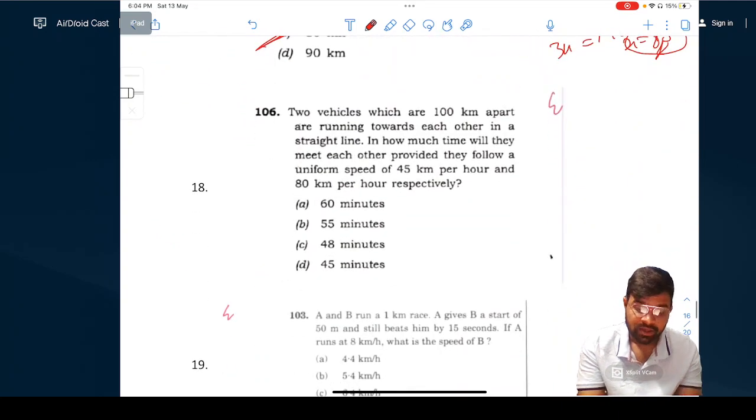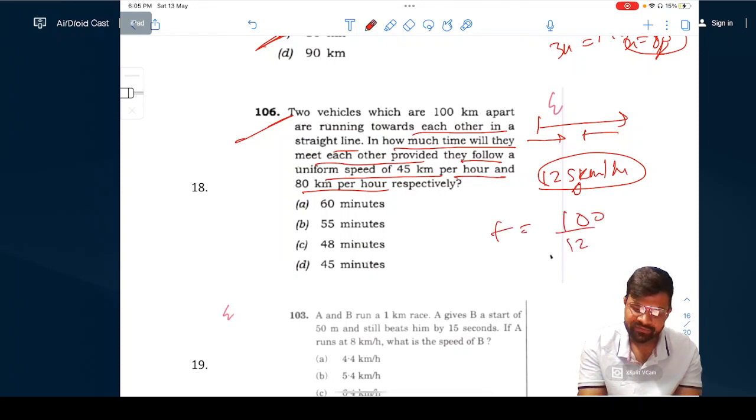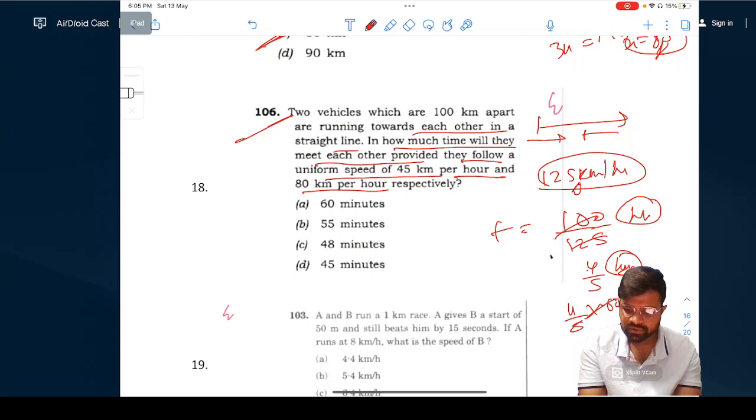Okay, 18th question. Two vehicles are running which are 100 km apart, running towards each other in a straight line. How much time will they meet each other if they follow a uniform speed of this and this? Okay, so running towards each other, that means the speed will be added, so it will be 125 km per hour. The distance is 100 km, so time will be 100 by 125 hour, that means 4 by 5 hours. 4 by 5 into 60 is equal to 48 minutes.